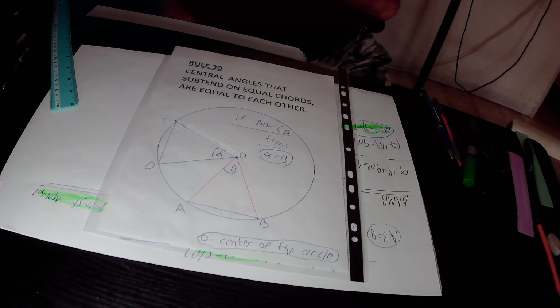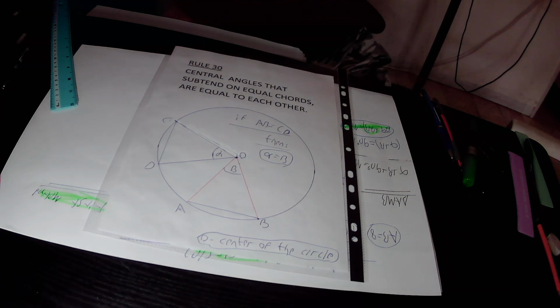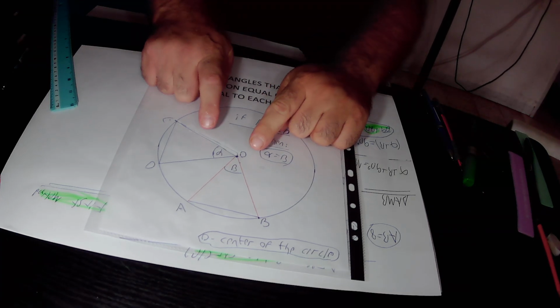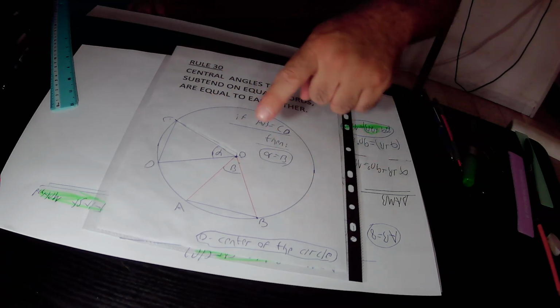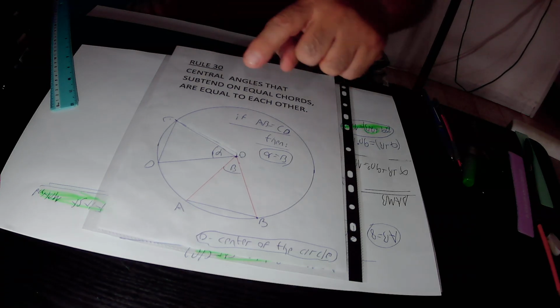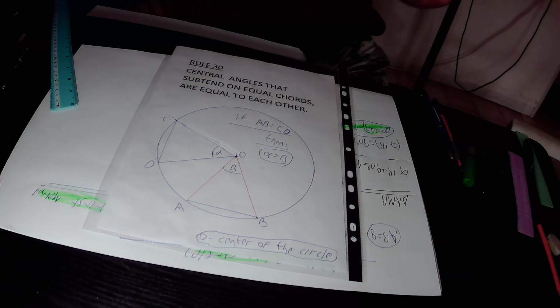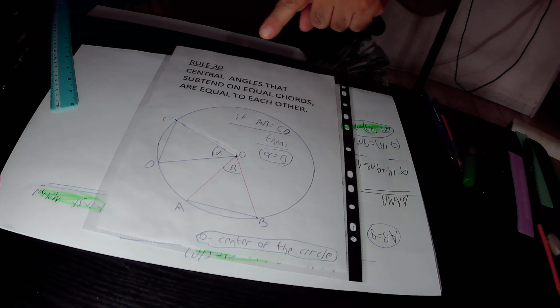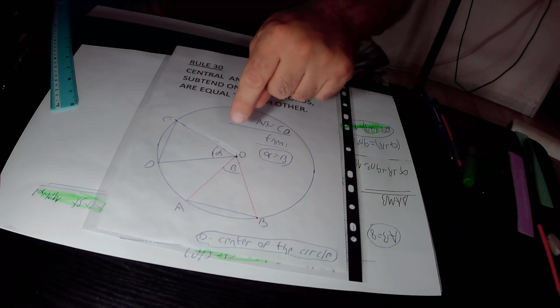According to Rule 30, if chord AB equals chord CD, then those two center angles must be equal to each other in their sizes. That is to say, alpha equals beta. Again, if chord AB equals chord CD, then alpha equals beta. So according to this rule, center angles that subtend on equal chords must be equal to each other in their sizes.